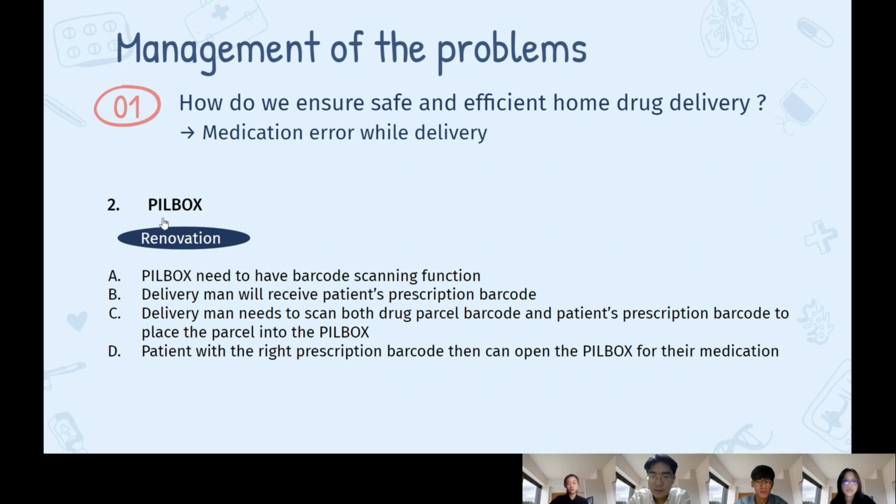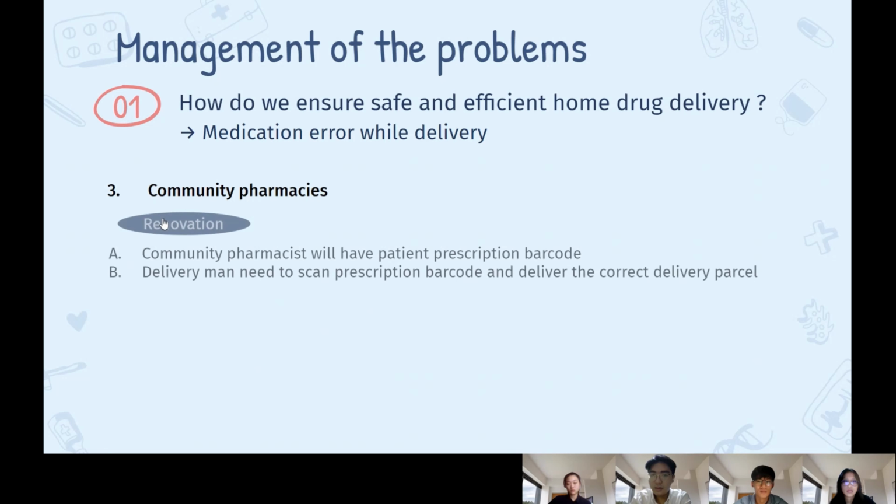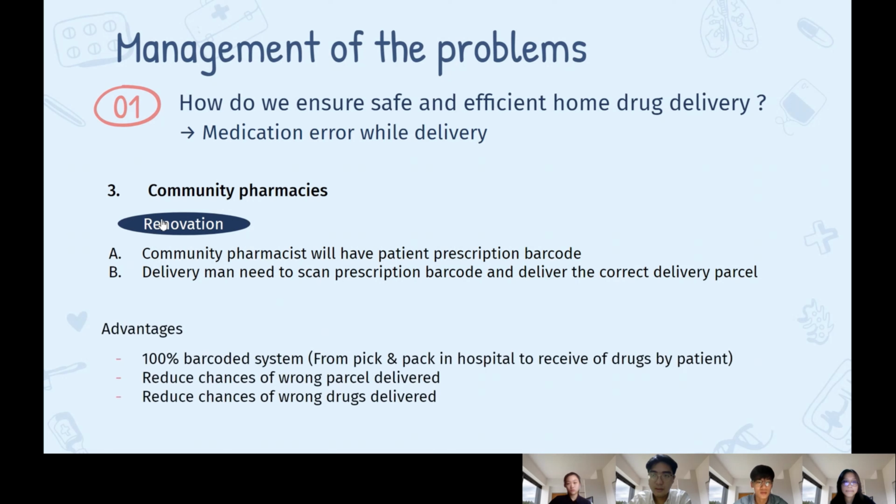Then, when patients want to get their medications, they will need to scan the right prescription barcode to open the pillbox for their medication. Thirdly, when the drugs are being delivered to the community pharmacies, the pharmacist will show the prescription barcode to the delivery man to ensure that the drug parcel matches the prescription barcode. Then the right drugs will be received by the pharmacist. With the use of the barcode system, it reduces the chances of wrong drug and wrong parcel being delivered, and the drug delivery system is now a 100% barcoded system. This is to ensure that patients receive the right drug and the right parcel.